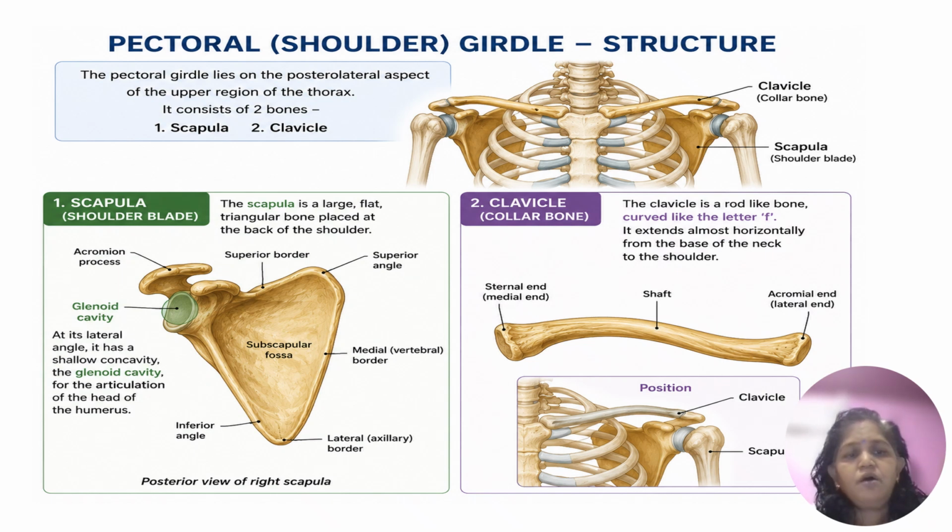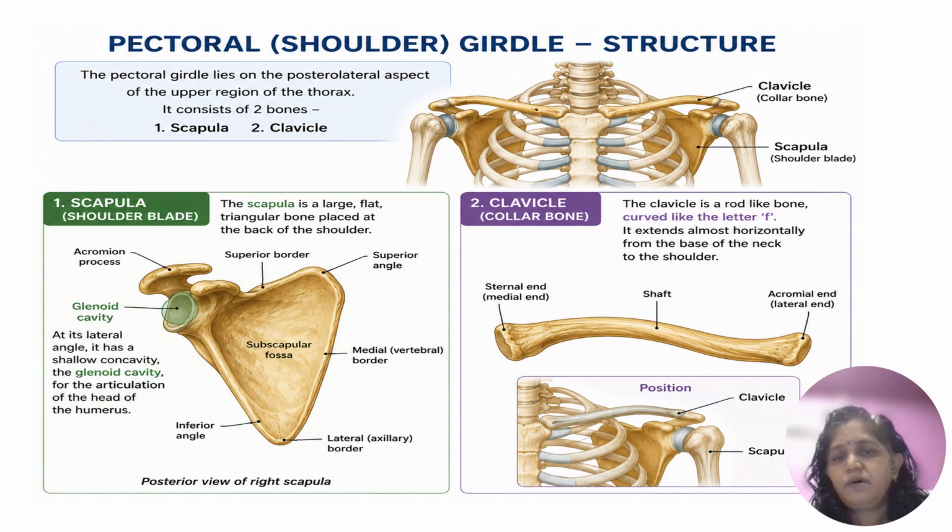Okay, and the cup-shaped structure in which the ball of the humerus is going to fit is called the glenoid cavity. Over here it has been written in green color so that you can find it easily. Now this glenoid articulates with the head of the humerus.